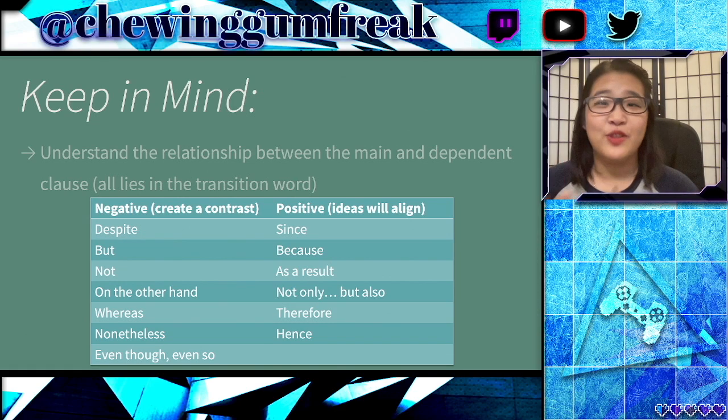On the other hand, if you look at all the words on the right side, we have all positive connotations, meaning that the ideas in the two clauses are going to align. They're going to agree with each other. And these include since, because, as a result, not only, but also, therefore, and hence. So anytime you see these, you can know pretty much the relationship between those two clauses of a sentence, and if you have any more, feel free to leave them in the comments below so everyone can share.